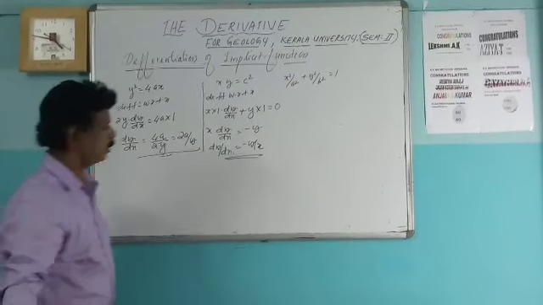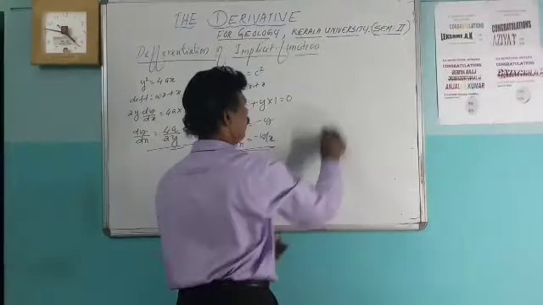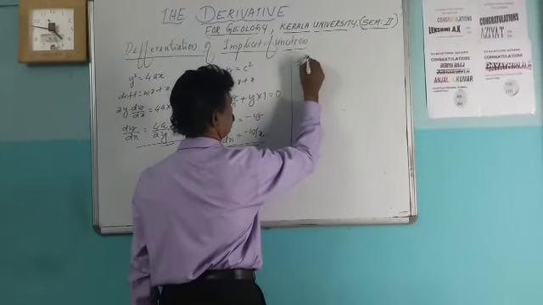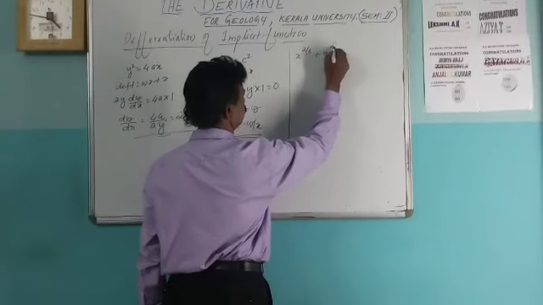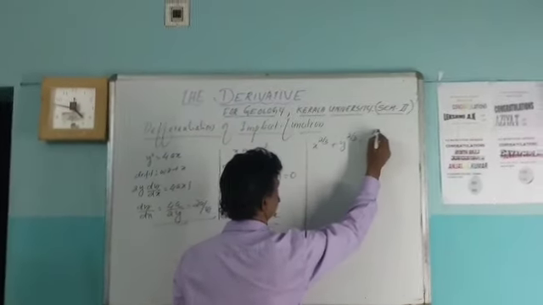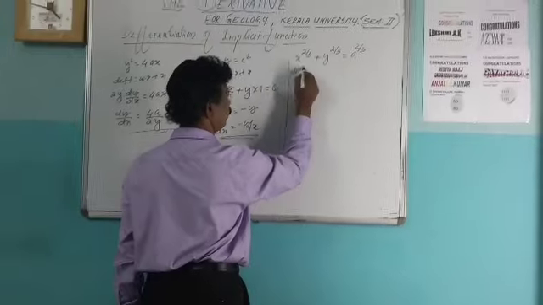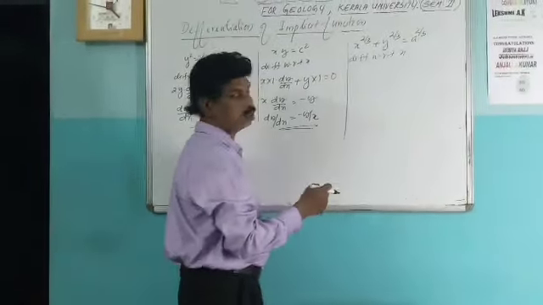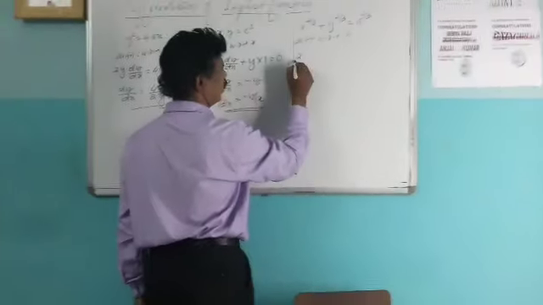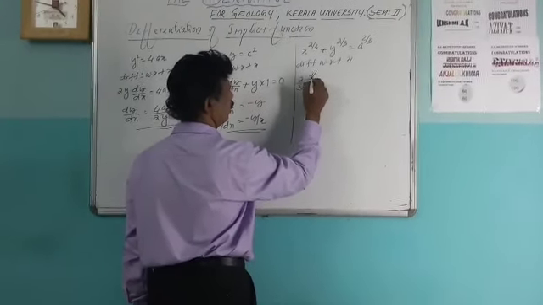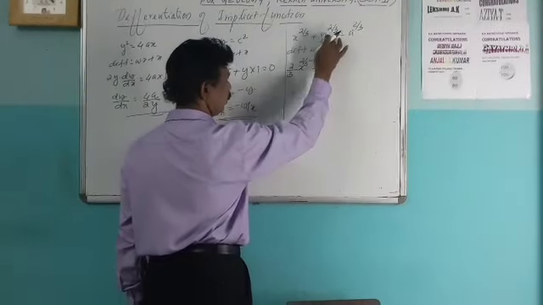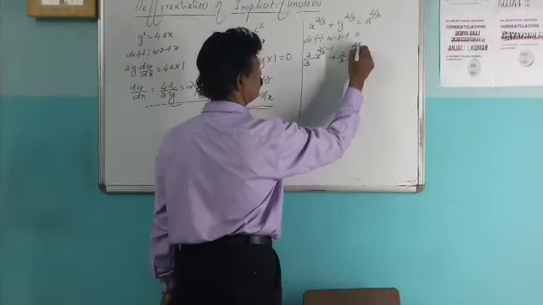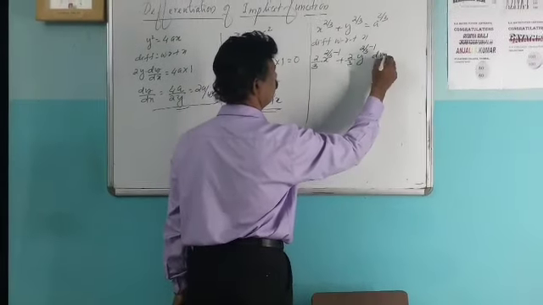Next question, x raised to 2 by 3 plus y raised to 2 by 3 is equal to a raised to 2 by 3. Differentiate the function with respect to x. The derivative of x raised to 2 by 3 is 2 by 3 into x raised to 2 by 3 minus 1, plus derivative of y raised to 2 by 3, 2 by 3 into y raised to 2 by 3 minus 1 into dy by dx.